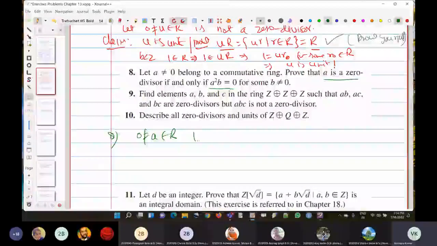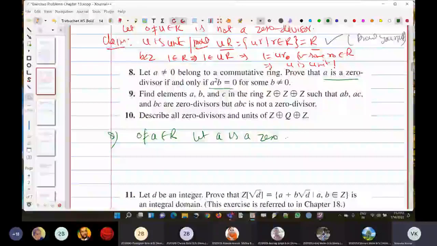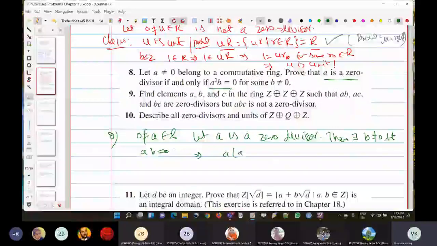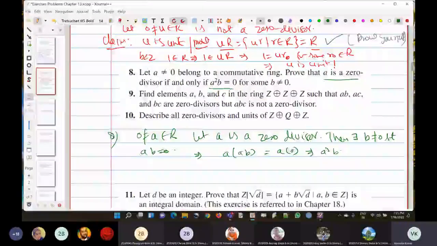So okay, let A be a zero divisor. Then there exists a non-zero B such that A times B equals 0, by definition. And this implies that A times AB equals A times 0, and this implies that A squared B equals 0 on the right hand side.